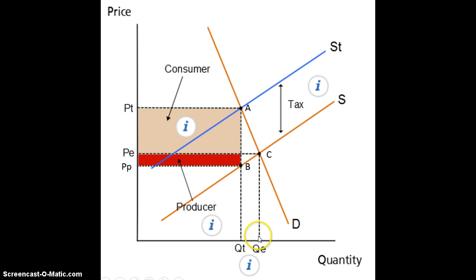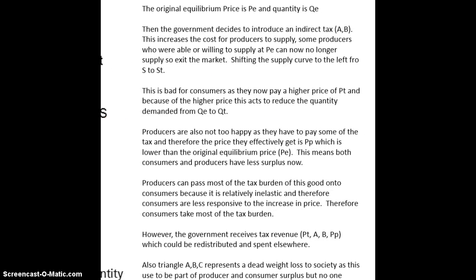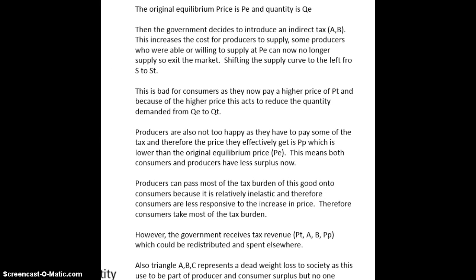But because there's less quantity demanded and quantity supplied, okay, so there's less being supplied and less quantity demanded, so now the quantity demanded is QT, okay, society is missing out on this triangle that it used to produce and consume, that it's not producing anymore. Okay, so if I flick across to here, this shows that sort of in writing.